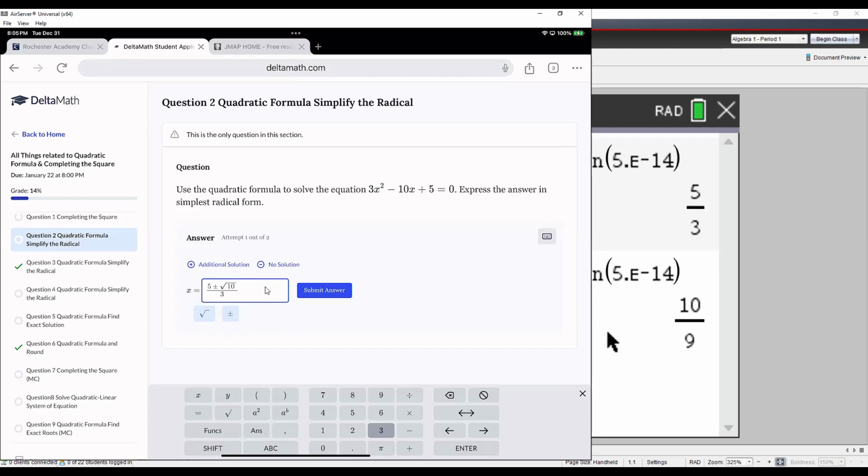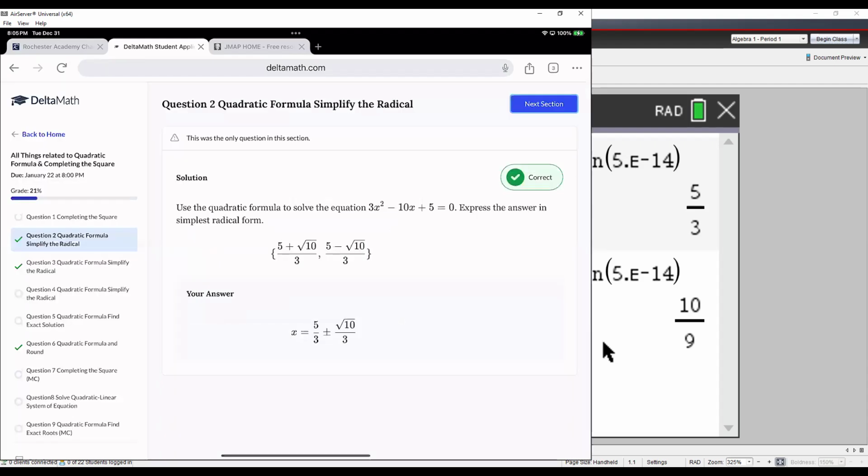In fact, I'm gonna break this up a little bit. So I want you guys to see that it doesn't matter. So I'm gonna do this. Divide. I'm gonna do 5 over 3. And then I'm going to do plus or minus. And then on top, it's going to be the square root of 10. And then on the bottom, it's going to be 3 because the square root of this 9 is going to be a positive 3. And boom, I submit it. And that's correct. So that's it.